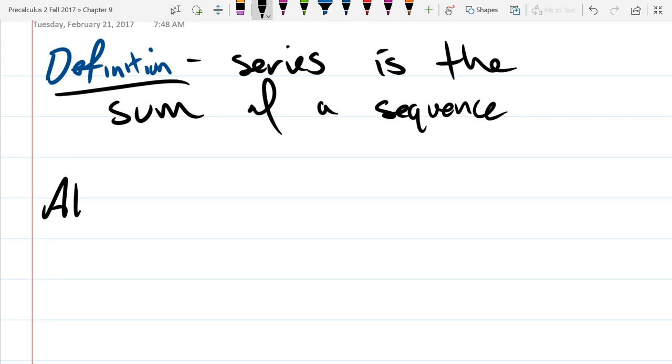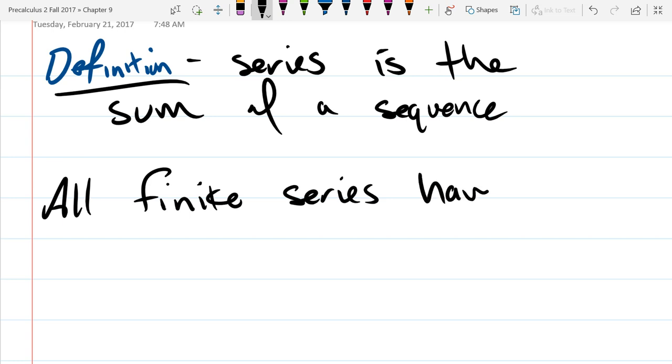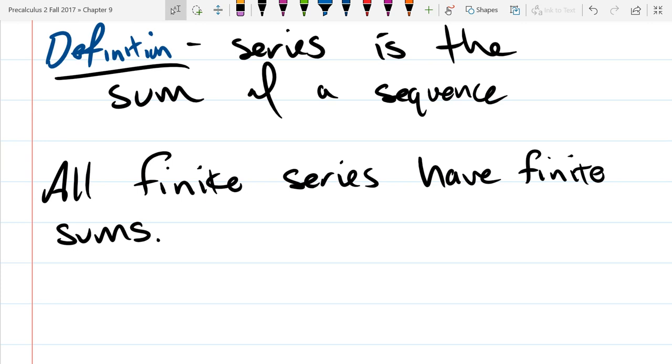So all finite series have finite sums, meaning if you add up a finite number of numbers, you can do that and you get a number.